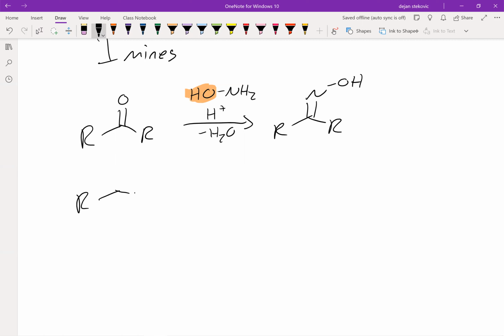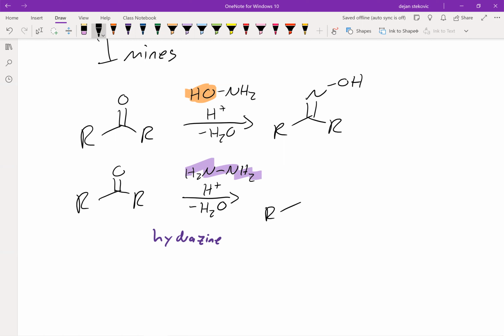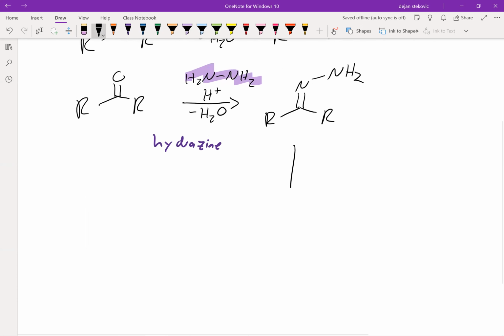The other thing that we can do is add hydrazine, which is basically just two amines adjoined to one another. Right, a catalytic amount of acid will kick out a water molecule to form this imine. And then the cool thing about this imine is that if you add some base, some hydroxide, and some heat, you'll kick off the nitrogens, and then you'll be left with an alkane.